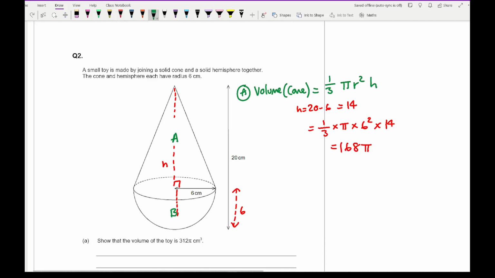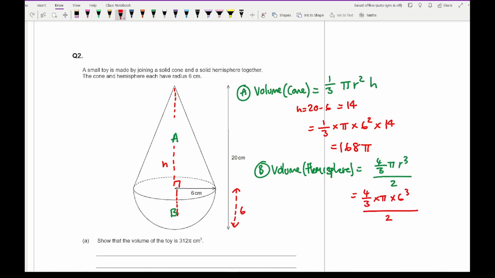So then I work out the volume of the hemisphere, and the formula for that is going to be 4/3 pi r cubed divided by 2, again divided by 2 because I've got a hemisphere. So substituting the numbers into that, I get 4/3 times pi times 6 cubed, all divided by 2. And again, if I just quickly type that into my calculator, I get an answer of 144 pi.